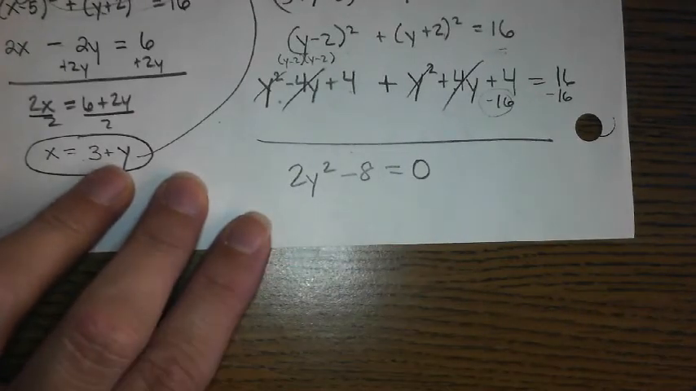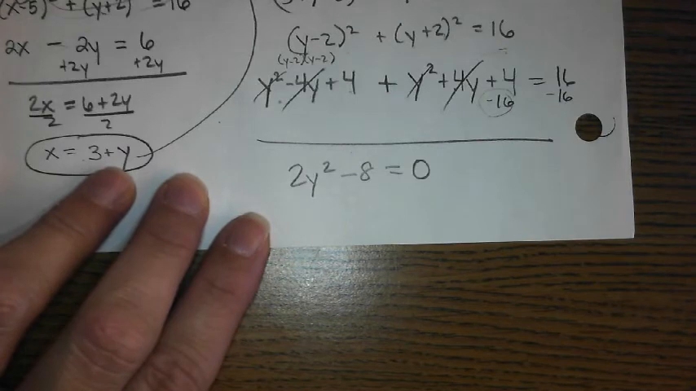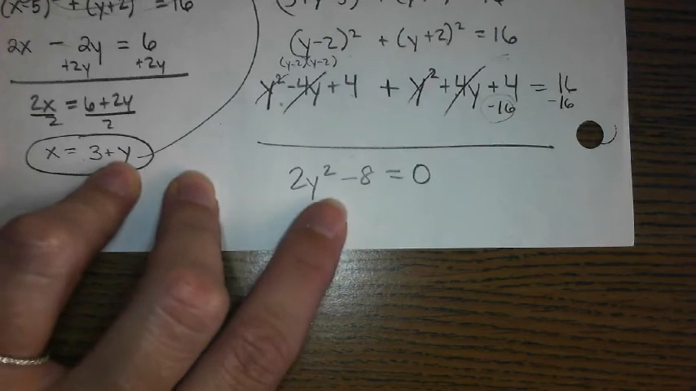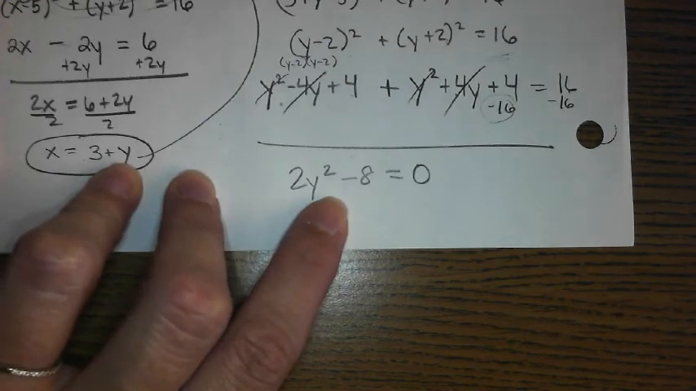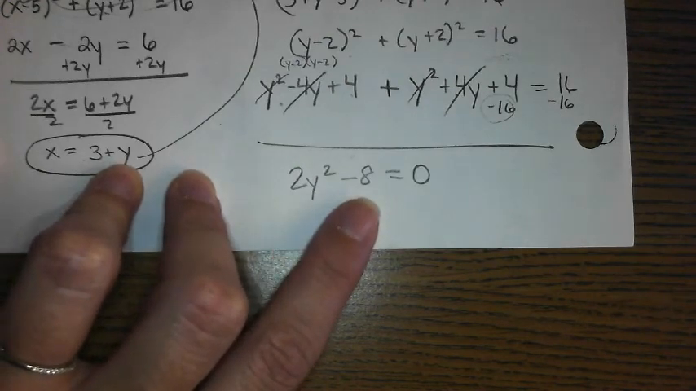Now, if, and it's a big if because I would never do this, but if we solve this using the quadratic formula, what would our a value be? What would our b value be? A would be 2, b would be 0, we have 0 y's, and c would be negative 8.